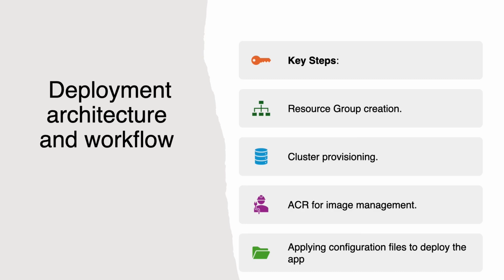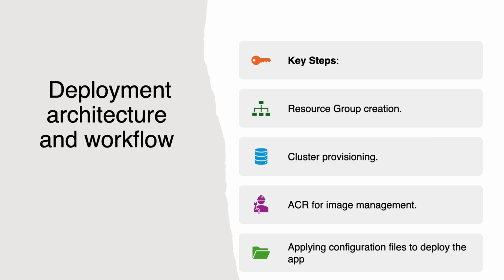This slide illustrates the architecture of our application deployment on AKS. We started by creating a resource group to logically group all resources required for the deployment. Next, we set up an AKS cluster, which acts as the environment for running our application containers. Thirdly, the Azure Container Registry was used to store and manage our Docker container images.